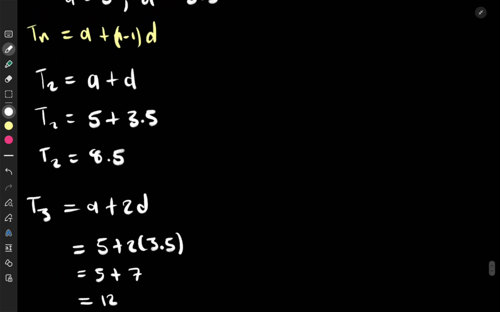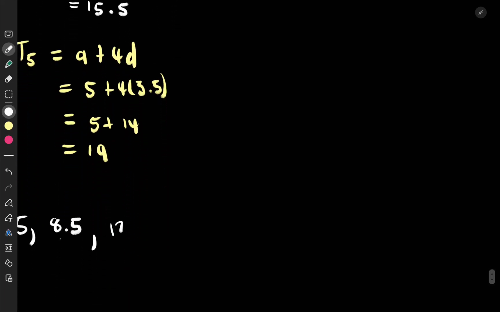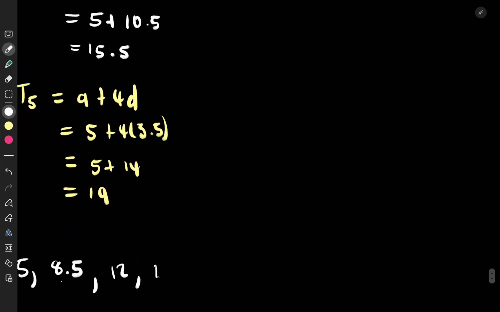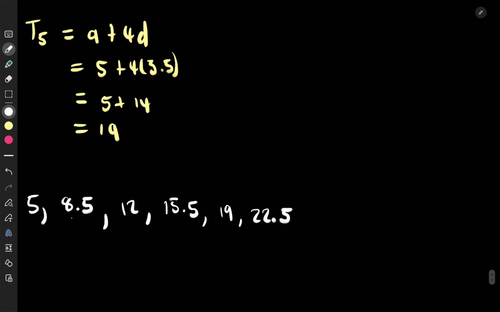So what is the term number 3? It is 12. So we have 12, comma. Then the next one was 15.5. Then comma, the next one was 19. Then the last one is 22.5. And we have the whole thing. And here it is. We are done.